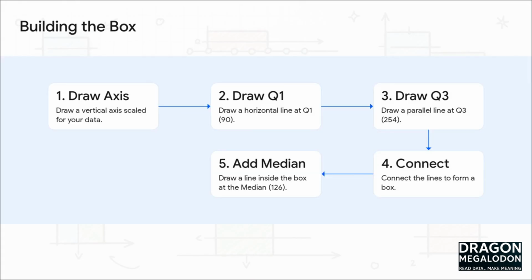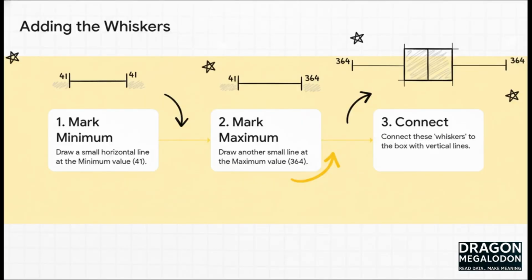Okay, first up, we draw the box itself. The bottom of the box is at Q1, the top of the box is at Q3, and then we draw a line right through the middle for the median. This box, this is the heart of the plot. It literally contains the entire middle half of all our data. And now for the whiskers. We just put a little line at our minimum value, another little line at our maximum value, and then connect them back to the box. And that's it. We have a finished box and whisker plot.